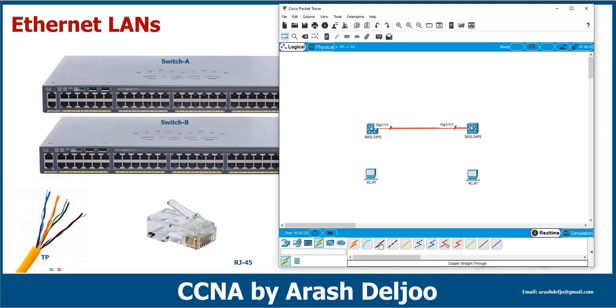Look at here, this is a copper cable. I will talk about the straight through. Here, first we need to connect this patch cable to the interface of this PC. This is the NIC port or Ethernet port.